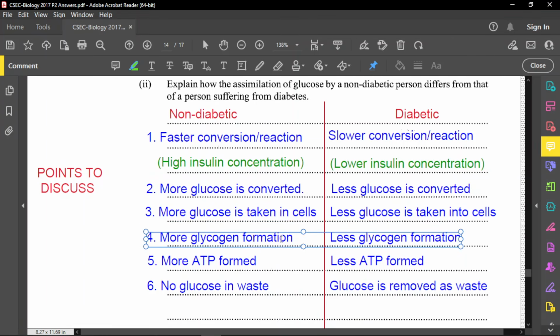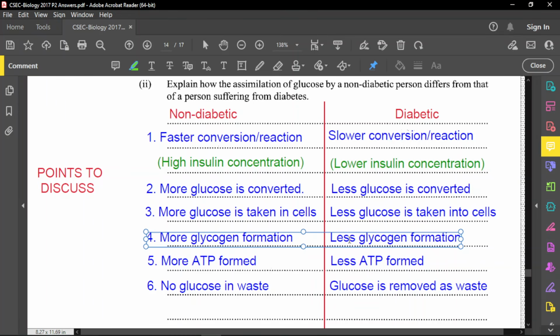And so in the non-diabetic person, more glucose is able to convert to glycogen, which means you have more storage of the glucose molecules. And so in a diabetic person, less glycogen will be formed, and therefore less storage of glycogen in the liver or also in the muscles.